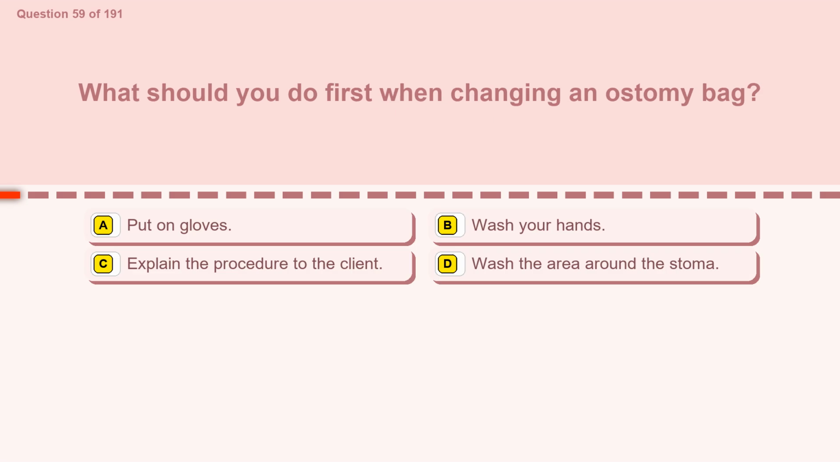Question 59. What should you do first when changing an ostomy bag? Option A. Put on gloves. Option B. Wash your hands. Option C. Explain the procedure to the client. Option D. Wash the area around the stoma.